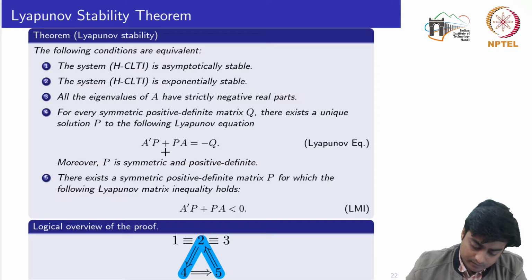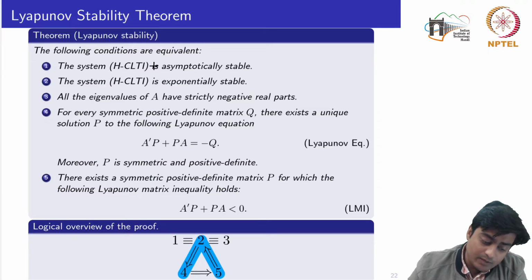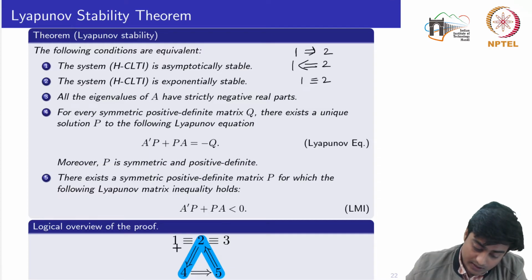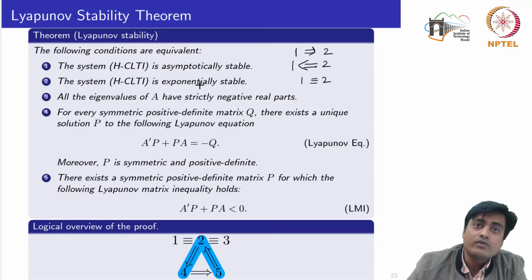Since there are 5 statements, this is how we are going to proceed to prove all of them. When we say that statement 1 is equivalent to statement 2, we mean that 1 implies 2, meaning if 1 is true, then 2 is true, and also the other way around: if statement 2 is true, then statement 1 is also true. When both implications are satisfied, 1 is equivalent to 2. So 1 is equivalent to 2, that is, exponentially stable and asymptotically stable. This equivalence we have already seen for the LTI system: the exponentially stable system and the asymptotically stable system are basically the same thing.